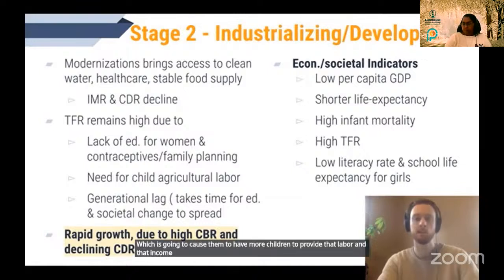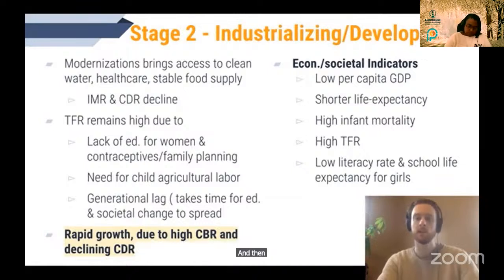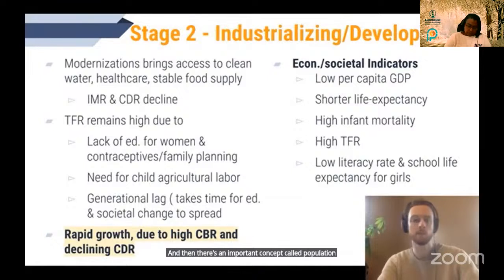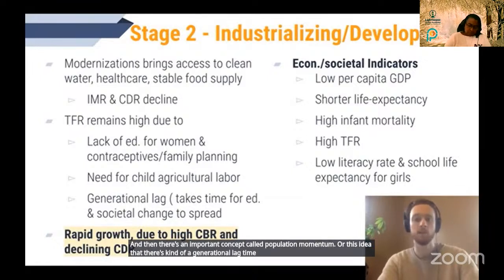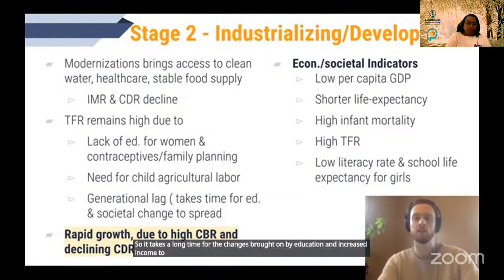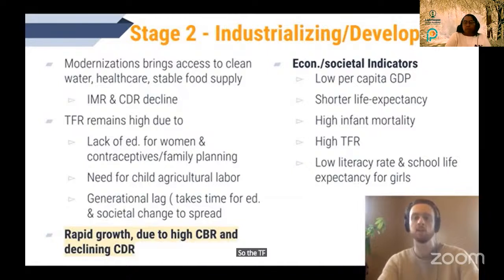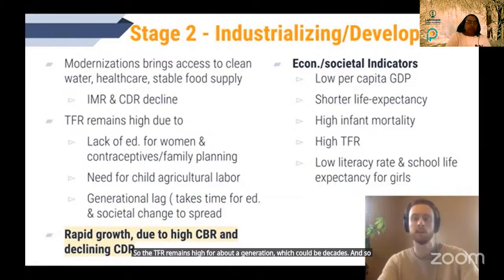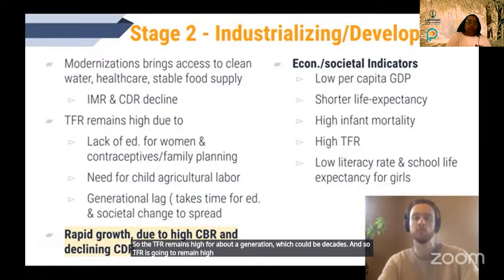that they need. And then there's an important concept called population momentum, or this idea that there's kind of a generational lag time, meaning it takes a long time for culture and societal norms of having a lot of children to shift. So it takes a long time for the changes brought on by education and increased income to make their way throughout a population. So the TFR remains high for about a generation, which could be decades. And so TFR is going to remain high through much of stage 2.